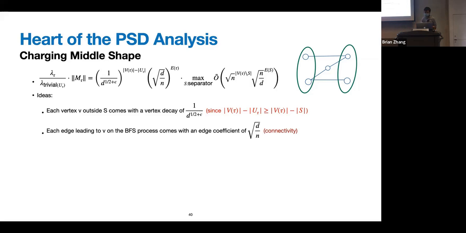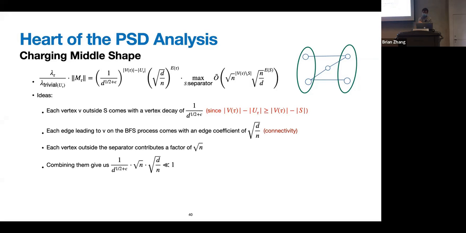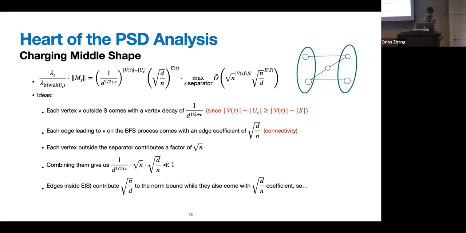And for each edge, we can consider a BFS process from S. This is possible because everything is connected. For each edge leading to a vertex outside the separator, it comes with a coefficient root d over n. And we know that for each vertex outside the separator, you contribute to the norm bound root n. So putting all these three together, you get a quantity less than 1 for each vertex outside the separator. And finally, to handle the root n over d for edges inside the separator, we just notice that they also come with root d over n in the coefficient. So this quantity is clearly less than 1.